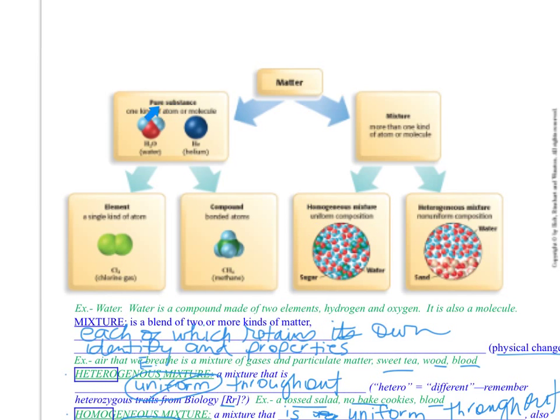Then over here, if it is a pure substance, meaning one kind of atom or molecule, that can either be an element, where you just have a single kind of atom, but more than one of them, or a compound, where you have bonded atoms that are more than one type of element.